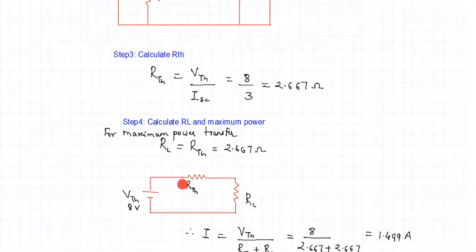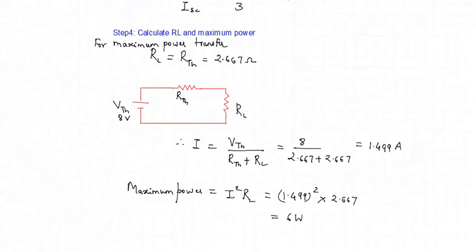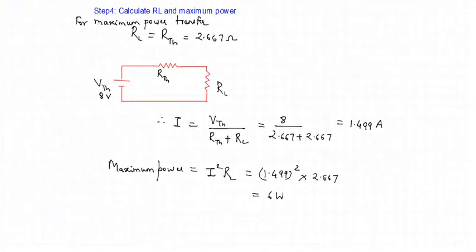So replacing the given entire network by a single voltage source of 8 volts and a single resistance RTH, we obtain the circuit as shown. If I is the current which flows through the load resistance, I is the ratio of V by R, where R is the total resistance of the network, and we get the current through the load resistance as 1.5 amperes. And therefore maximum power is I square into RL, that leads to 6 watts of power.